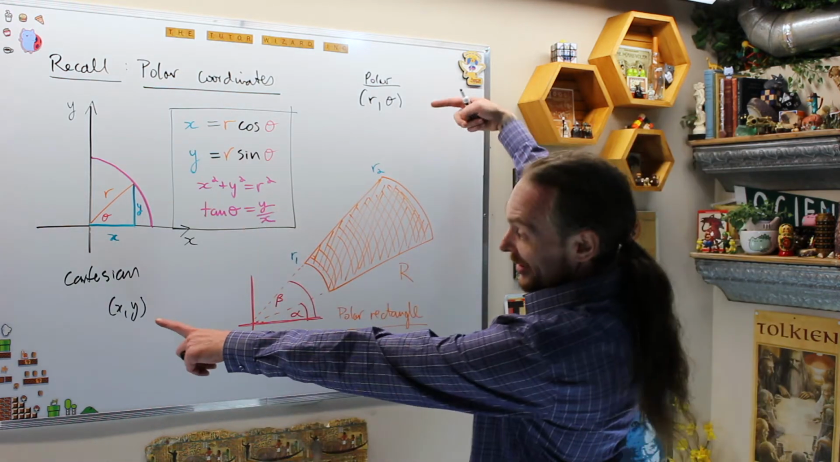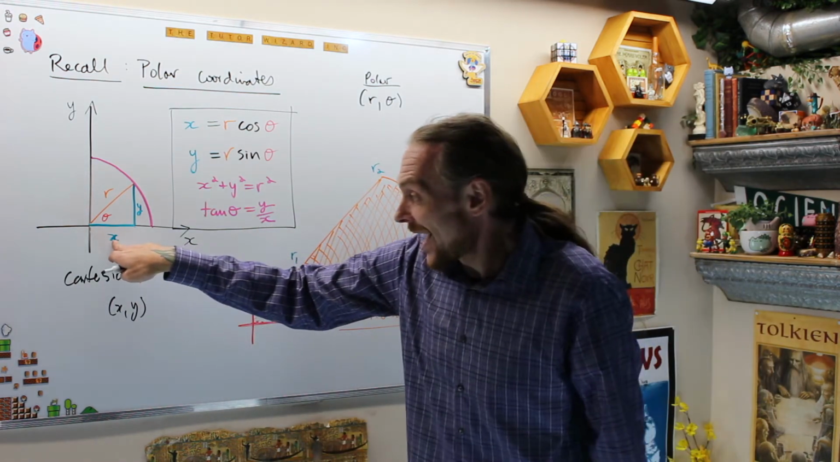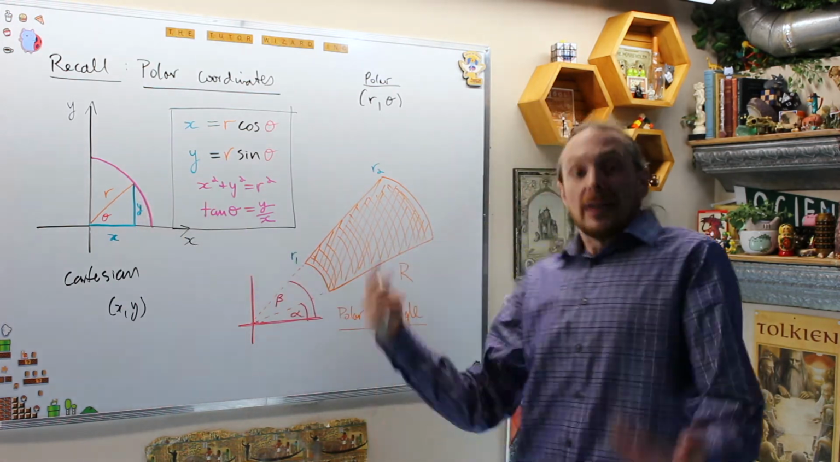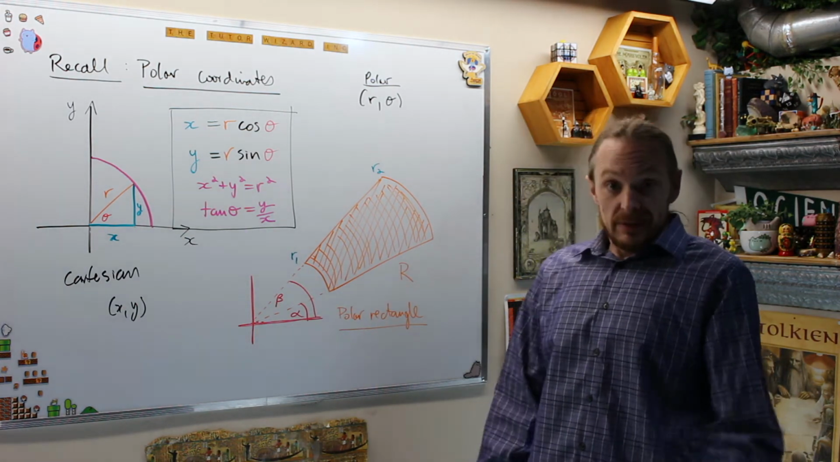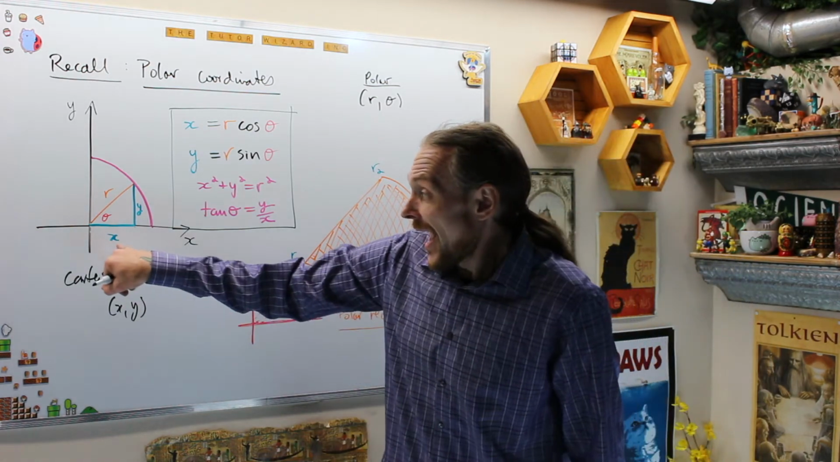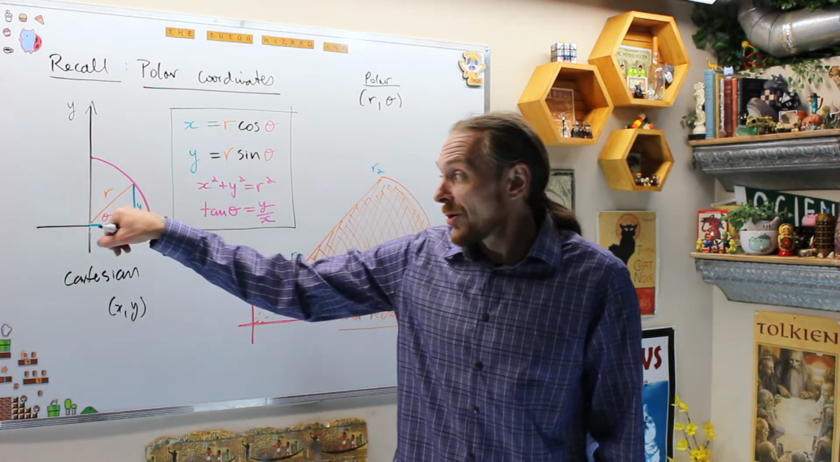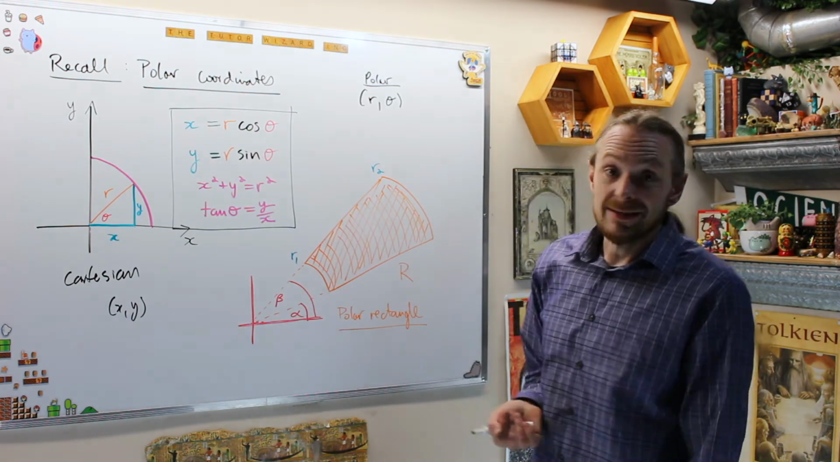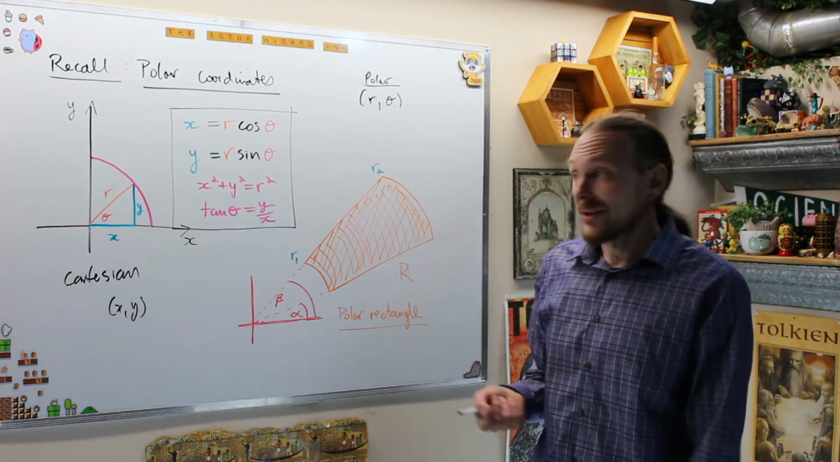Now that we have that one, we're going to switch in between. This is x and this is y, but in that right triangle, using SOHCAHTOA, or the trigonometry of right triangles, I have that x over r is equal to cos theta, or solving for x, x is r cos theta. Similarly, y is r sin theta.